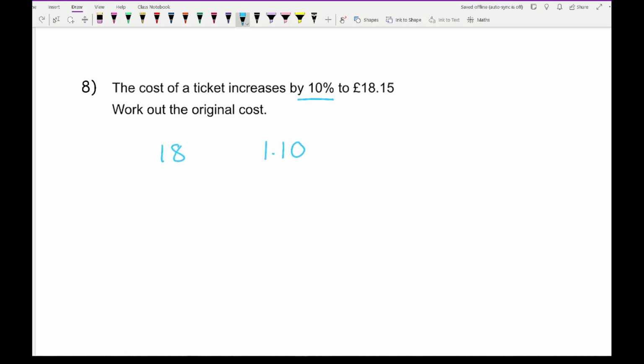So I've got £18.15. Now, because I want to go in the opposite direction to find the original cost, I need to divide. So it's going to be £18.15 divided by 1.1, which gives me an answer of £16.50, which seems reasonable because obviously I'm expecting an answer that's lower than £18.15.